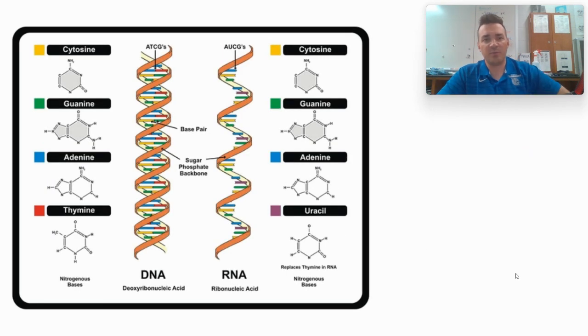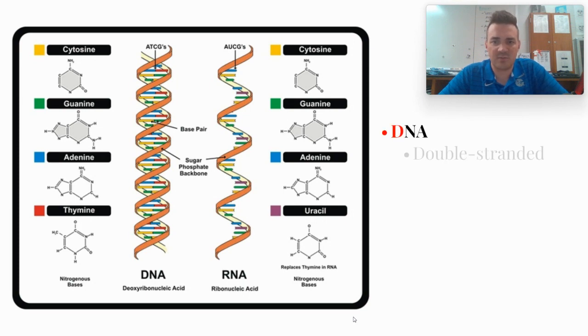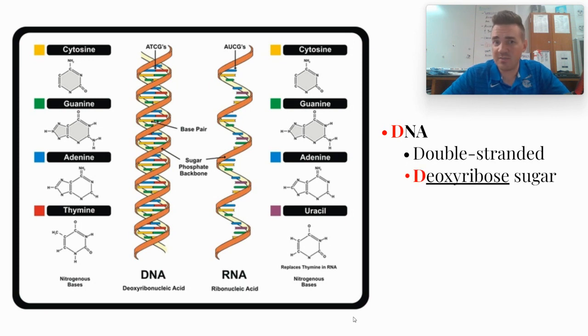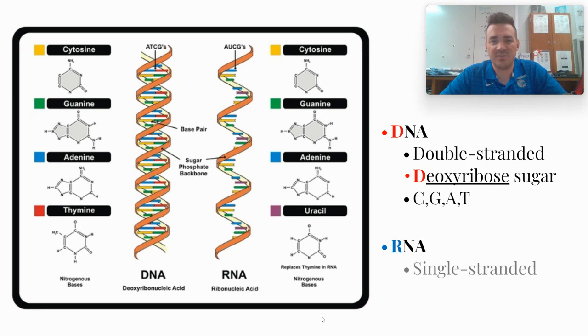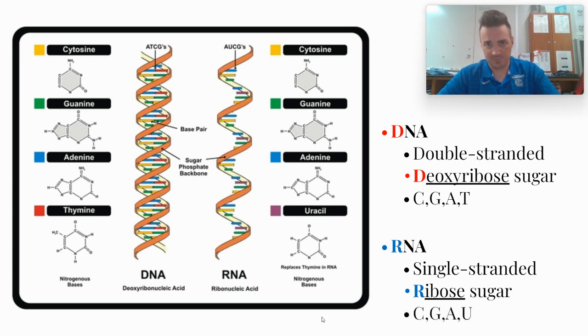All right, so quick refresher, a little review over the DNA and RNA, some of their basics and some of the differences between them. DNA stands for deoxyribonucleic acid. It is double-stranded. It has deoxyribose as its sugar. Its 5-carbon sugar is deoxyribose. And it uses the bases C, G, A, and T. RNA, a little bit different. It is only single-stranded, and it uses ribose as its sugar, hence RNA instead of DNA. And it uses the bases C, G, A, and U.